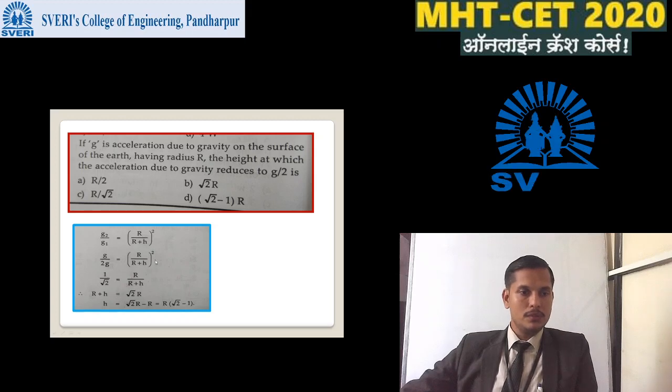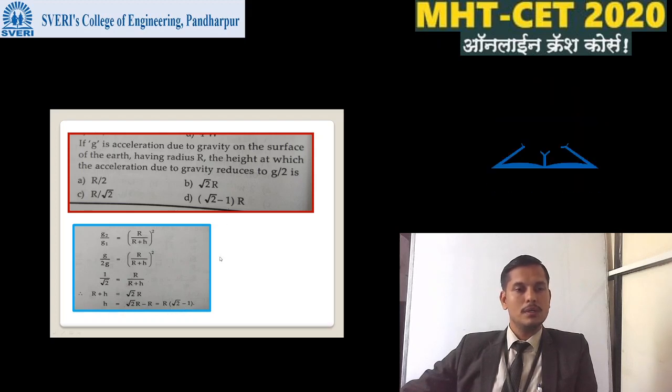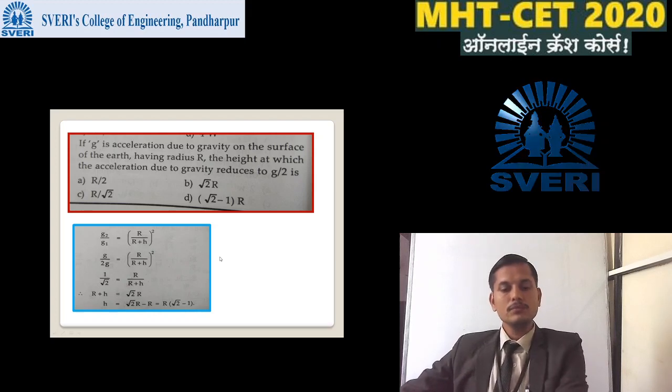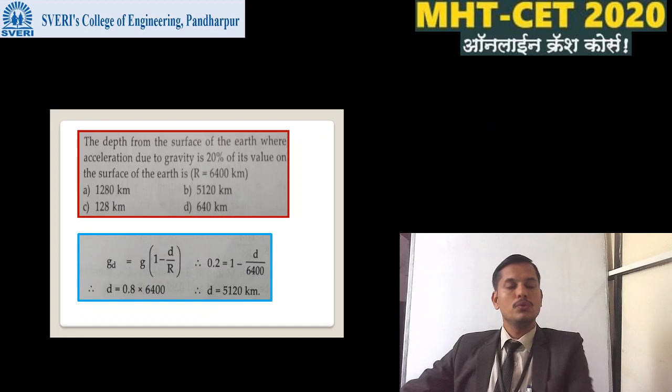After solving this one, that is removing the square, here g cancels each other. 1 divided by root 2 is equal to R divided by R plus h. So after simplifying this, we are getting the value as h is equal to R in bracket root 2 minus 1, that is option D, which is the answer. So we move to the next one.